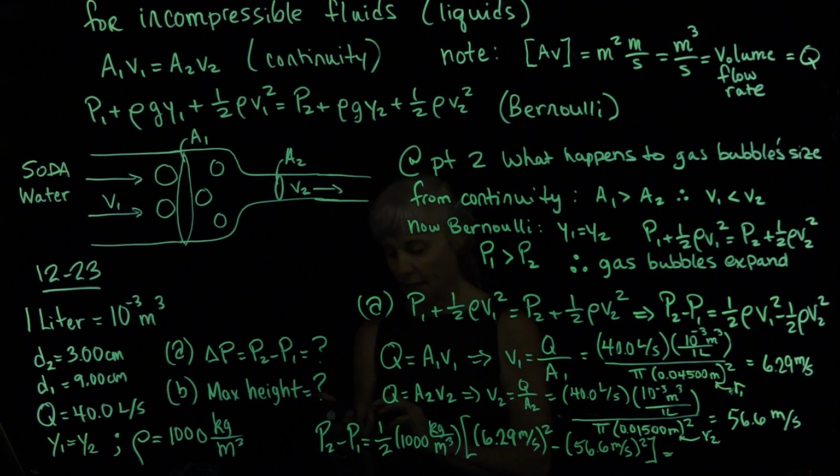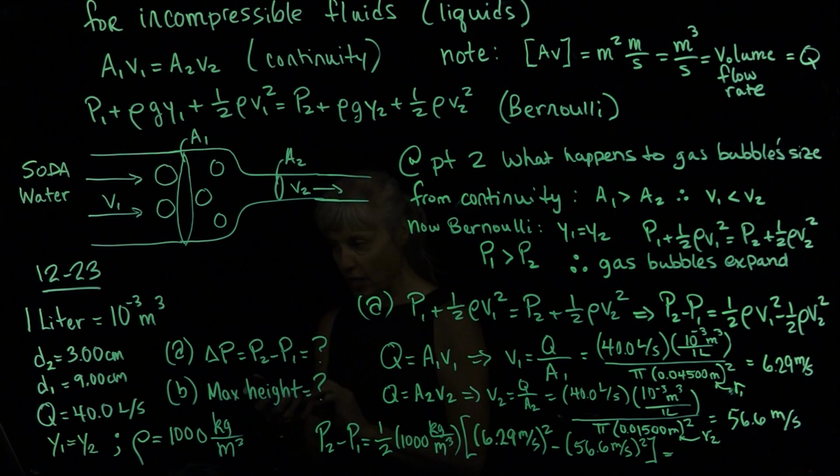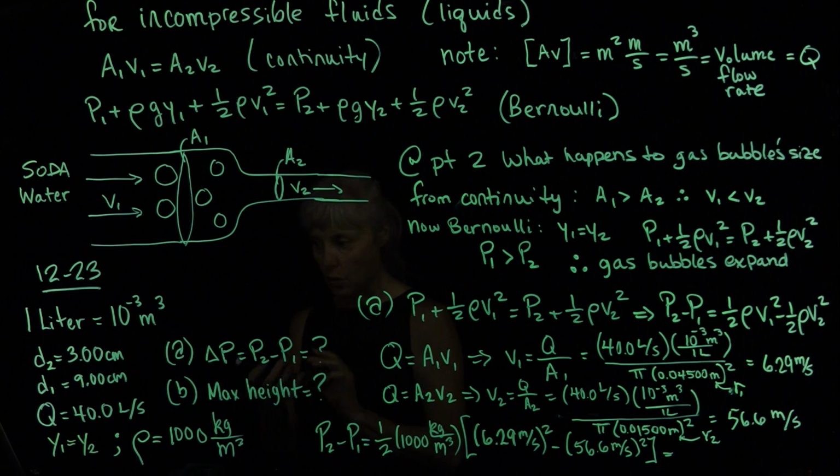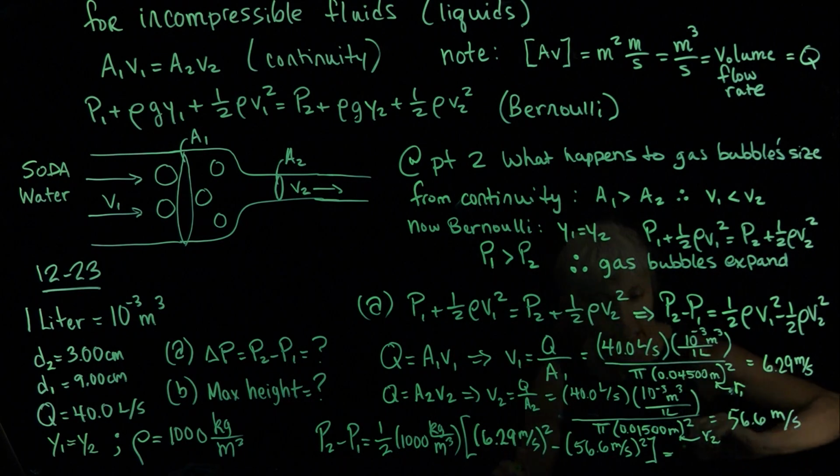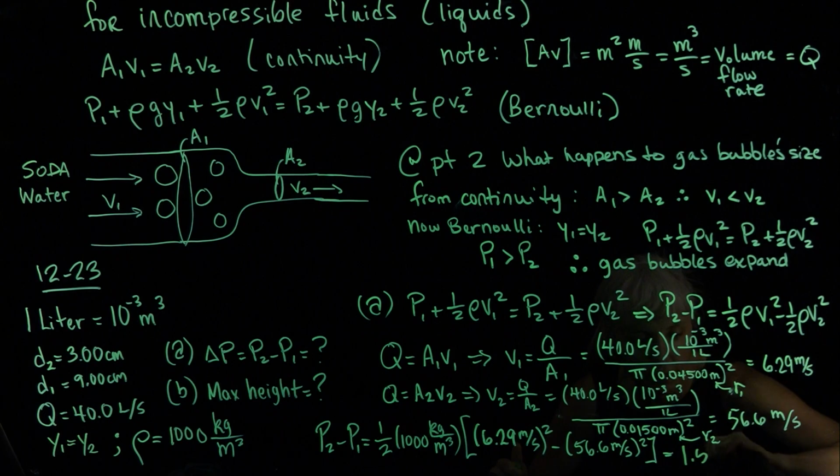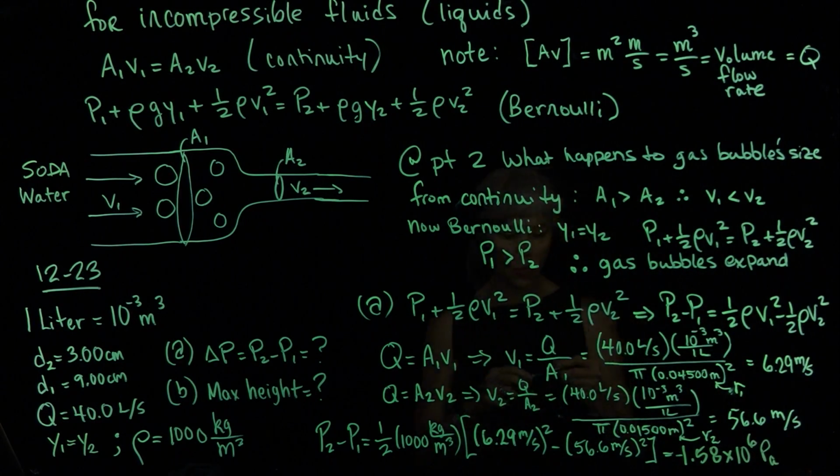And popping that into the calculator, we come up with a drop in pressure of 1.58 times 10 to the 6th. 1.58, and this is a drop, so this is negative, times 10 to the 6th pascals.